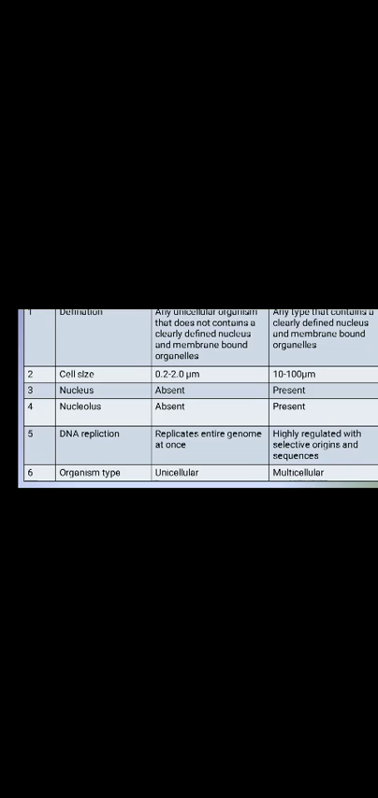Then the organism type. The prokaryotes are the most primitive organism and these are single celled organism or unicellular organisms consisting of prokaryotic cell. On the other hand, eukaryotic cell is present in multicellular organisms like plants, fungi, animals. They consist of eukaryotic cell.